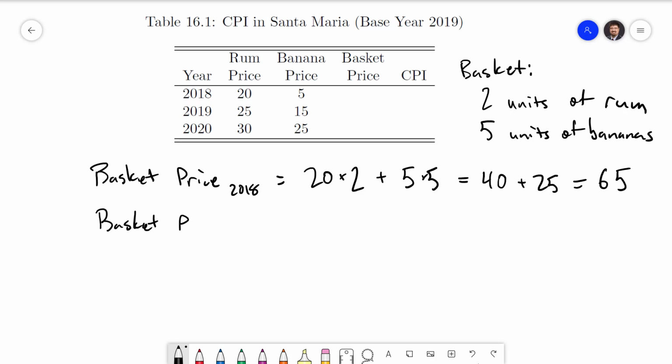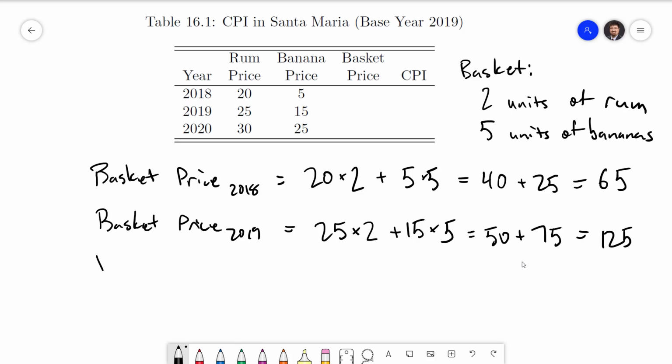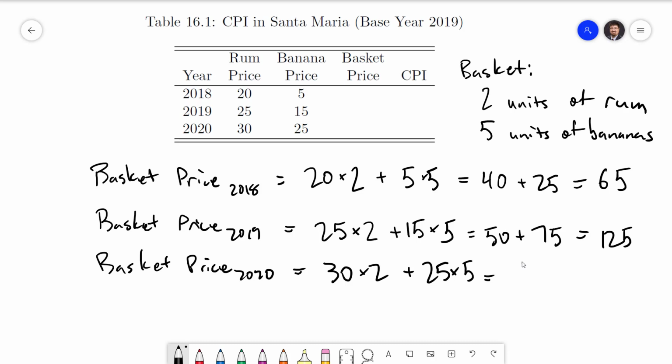Next, for the basket price in 2019, we'll take the new price of 25. But remember, we are holding the basket constant. Plus the new price times the original quantity of bananas, which is 50 plus 75, which is 125. And finally, for 2020, we're going to take our rum price of 30 times the quantity of 2 plus banana price of 25 times 5 quantity, and we get 60 plus 125, which is 185. We can see here that the price of the basket is going up over time, which suggests that the overall price level in the country is going up as well.